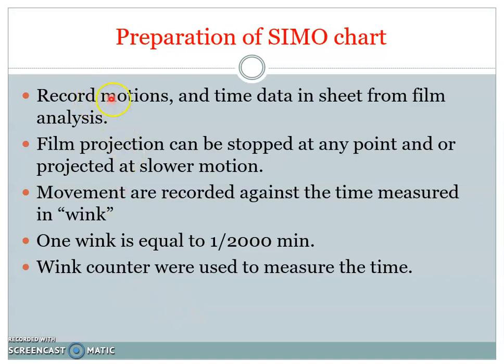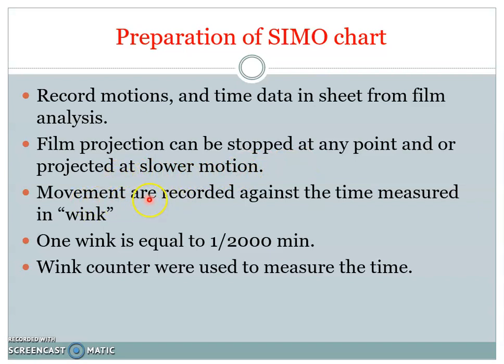Then we have to record the motions and time in a datasheet from the film analysis. A datasheet is to be prepared. Film projection can be stopped at any point or projected in slower motion. This is very important for analyzing each and every motion. Whenever we want, we can stop the film projection or film run, or we can slow down the motion.